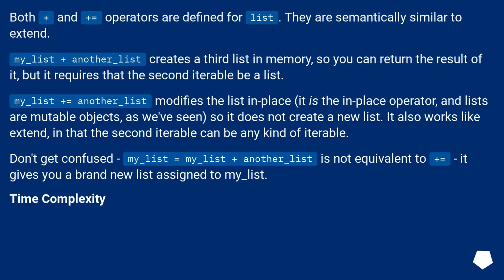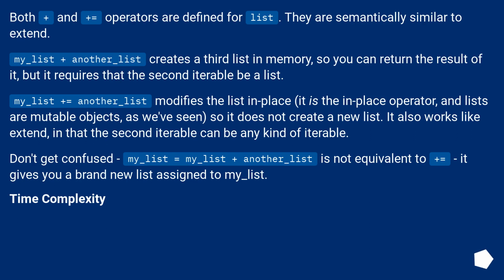my_list += another_list modifies the list in place, it is the in place operator, and lists are mutable objects, as we've seen, so it does not create a new list. It also works like extend, in that the second iterable can be any kind of iterable. Don't get confused. my_list = my_list + another_list is not equivalent to plus equals, it gives you a brand new list assigned to my_list.